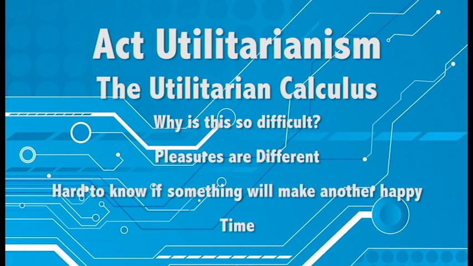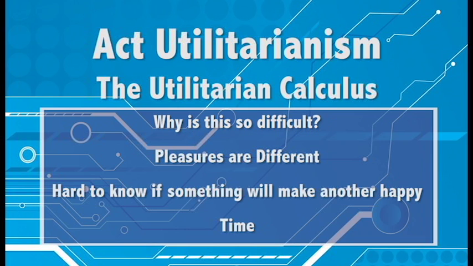This is a difficult thing to do, though, because some pleasures are different than others in quality. It is also hard to calculate whether a particular action will in fact make another person happy or not. The concept of time also makes this difficult. For example, right now an action might be perceived as good, but over time people may change their understanding of what is right and wrong. Thus, it could be bad in the future.